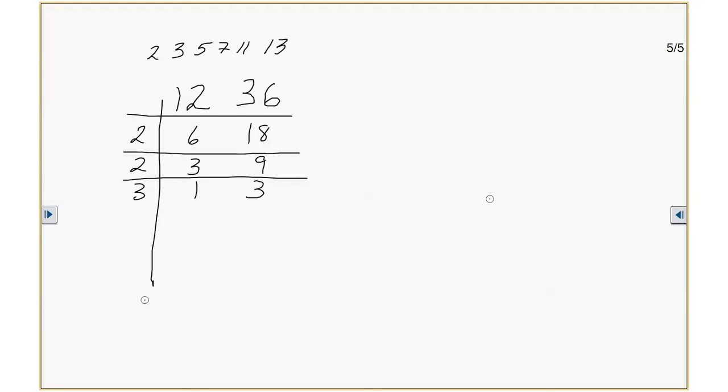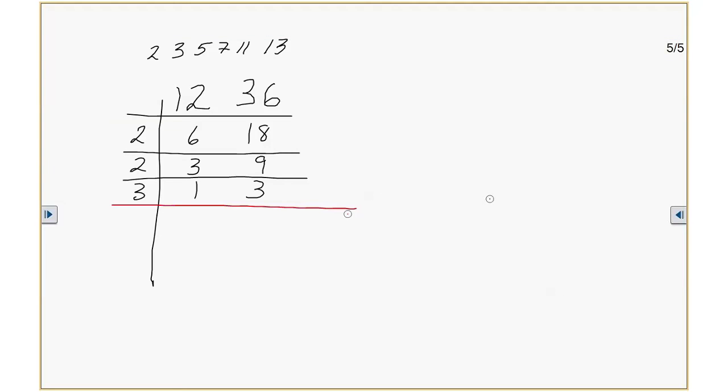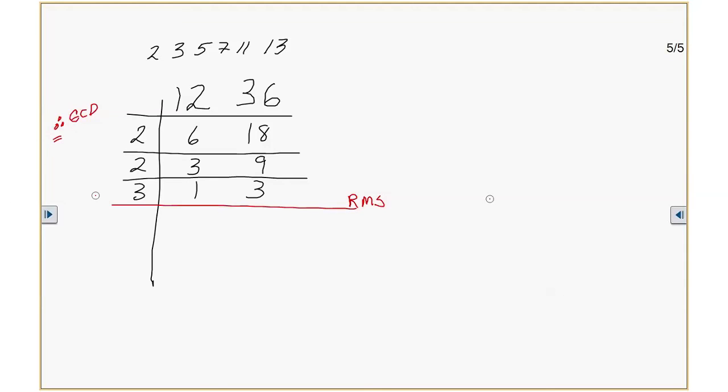Okay, at that point, real math stops. So you take the handy dandy red pen out. Real math stops. Therefore, greatest common divisor is equal to 12. I'm sorry, what? You can't do 6. 6 is not up here. You just used a composite number. You just failed.